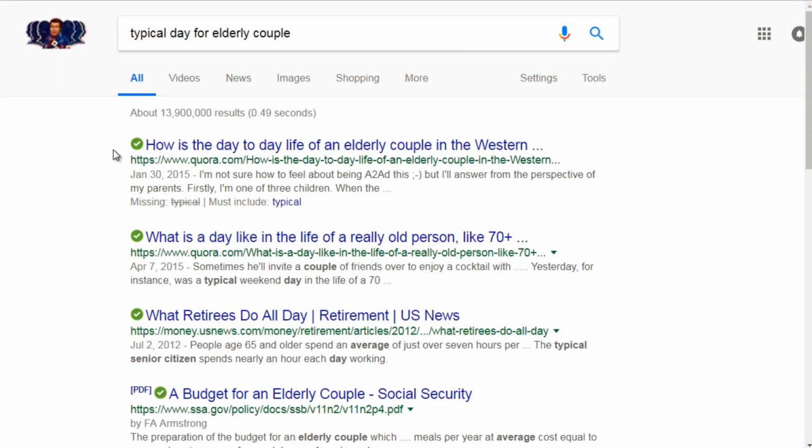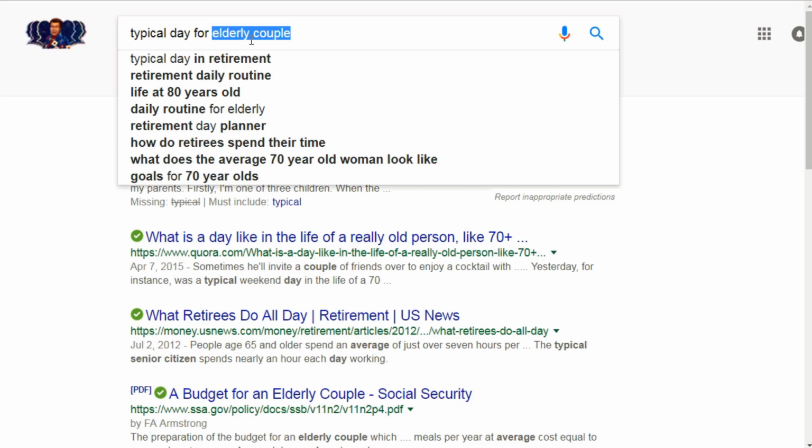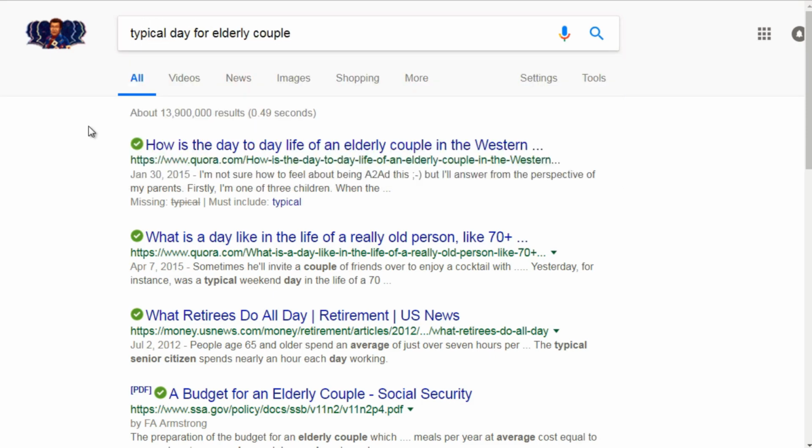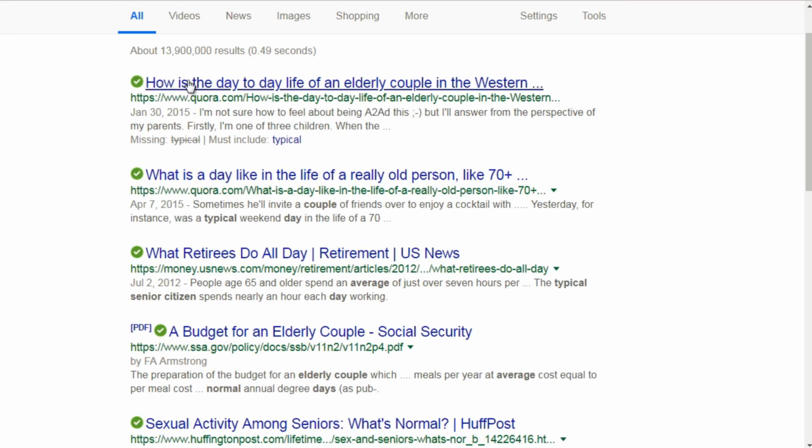I often find that the easiest way to find a typical day for a specific person, specific age, specific sex, a specific lifestyle is simply by going to google.com and typing in typical day for whatever you're looking for. So if we're looking for an elderly couple, we could say a typical day for an elderly couple. Sometimes right off the bat, people are talking about it.